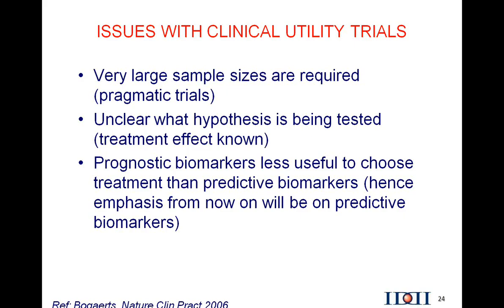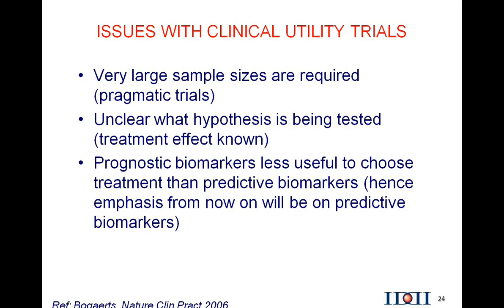It's a bit unclear statistically exactly what hypothesis is being tested, because it's well known that chemotherapy has a benefit in these patients. It's just the magnitude of the effect that will drive the decision to give chemo to these patients or not. And then finally, prognostic biomarkers are generally less useful to choose a treatment than predictive biomarkers. So the remainder of this talk will be only focusing on predictive biomarkers.